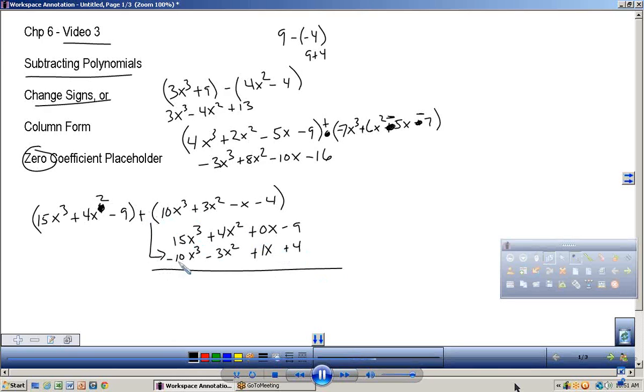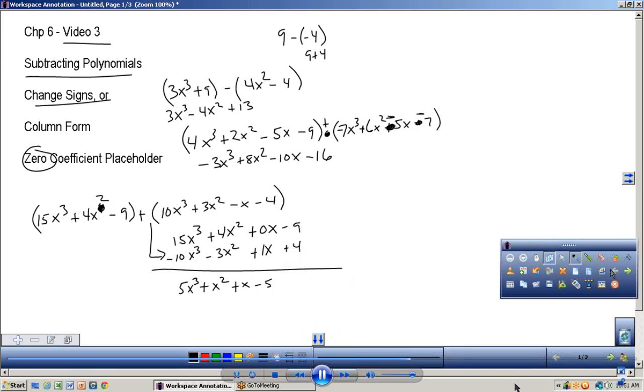So now all we do is add. 15 minus 10 is 5, and add the variable and exponent. 4 minus 3 is 1, so let's write plus x squared. 0 plus 1 is plus x. And then negative 9 plus 4, it stays more negative, so minus 5.